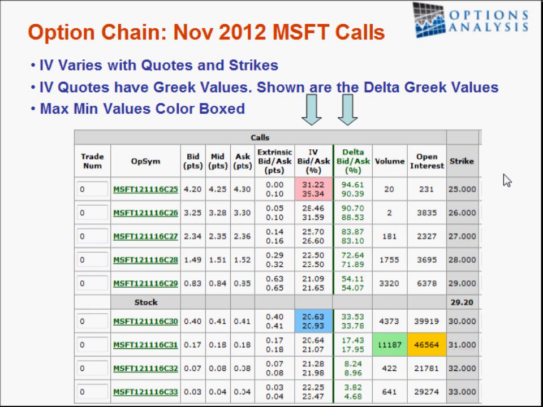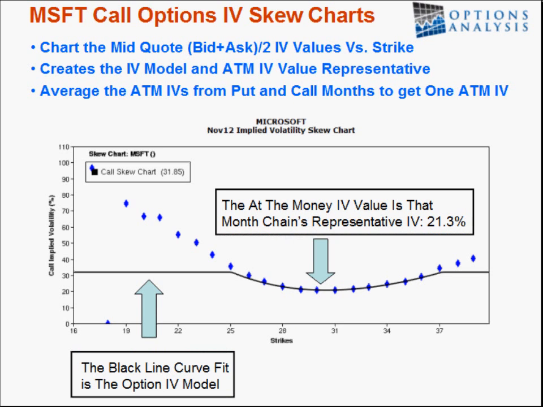Delta is a Greek. We'll be getting into the Greeks in just a second. The option chain is showing the Greek values of these particular call option quotes. If you take the IVs for the Microsoft quotes and put them on a chart, you will get what's called a call option IV skew chart.